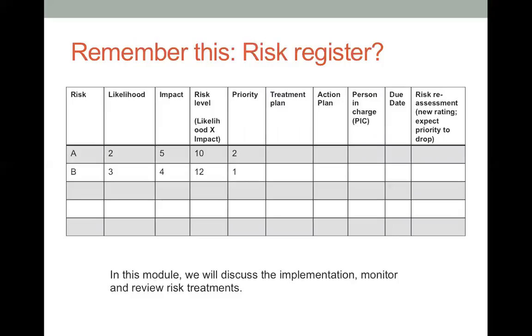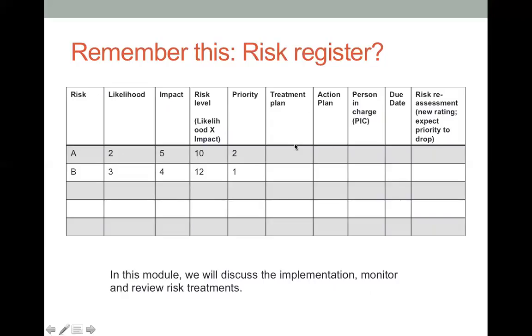Again, I believe you remember this risk register. Let's say we have two risk events in here, risk event A and risk event B. We have the likelihood and impact, and we can calculate the risk level by multiplying the likelihood and impact or consequences. Based on that, we can determine the priority, which one we want to prioritize. Obviously, the risk that is higher in level would be prioritized.